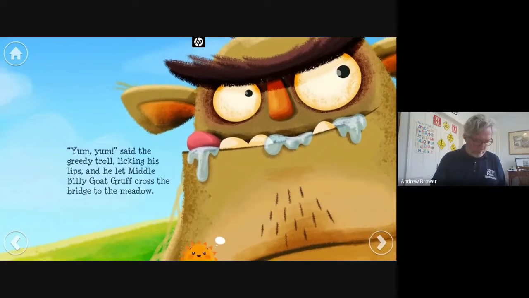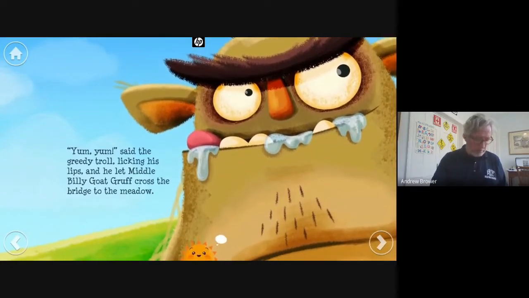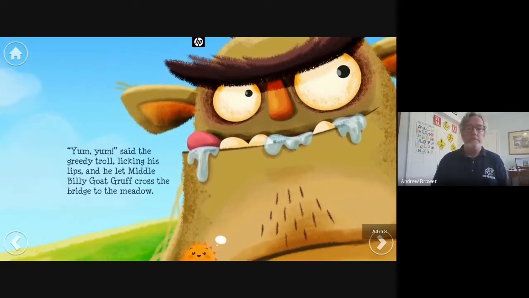The troll allowed Little Billy Goat and Middle Billy Goat to cross the bridge because he's so greedy. Now there's only Big Billy Goat Gruff left. How is he going to get to the other side?